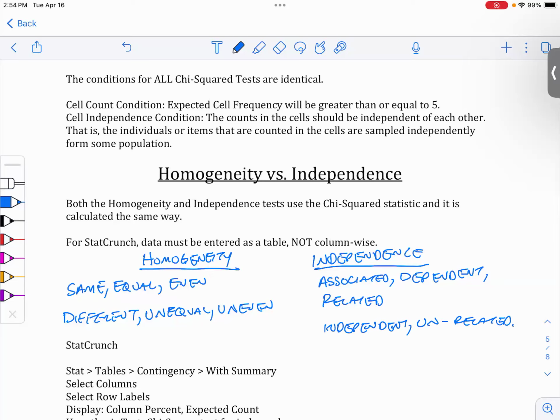asked specifically, all right? The wording of the question regarding what we're looking for. Are these two variables connected or are these two variables the same? All right, and that is really the only difference. Condition-wise, calculation-wise, p-value, those are all exactly identical. But the question being asked is all about the context that is being presented. All right, so this is a big wording part.